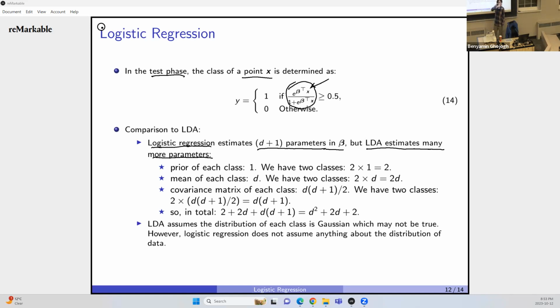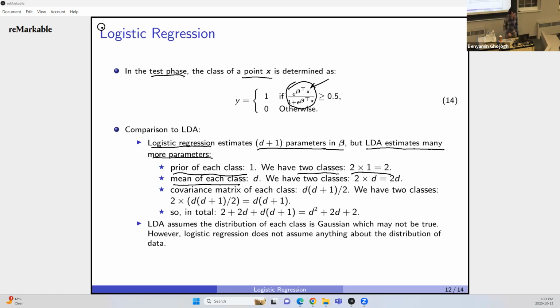My beta was d plus 1 dimensional, right? What was I finding? Beta. So I have d plus 1 unknowns, which I find. Okay. Now in LDA, let's see how many parameters we have to learn. Recall LDA, which we talked about in previous sessions. So we had a prior for each class, and each prior is a scalar. And I have 2 classes in LDA, so I have 2 times 1, 2.